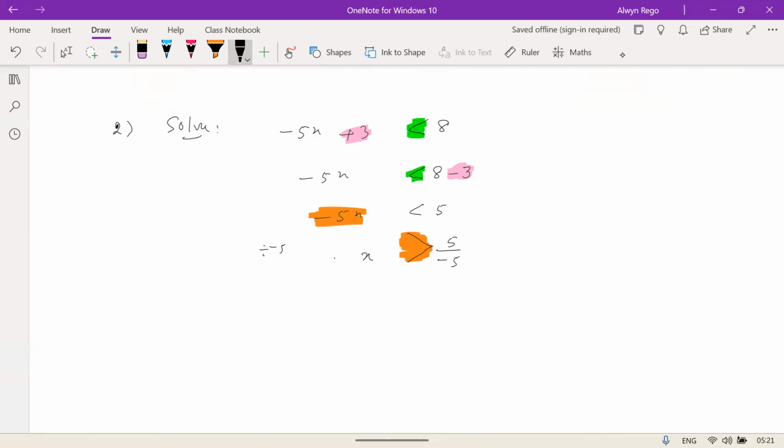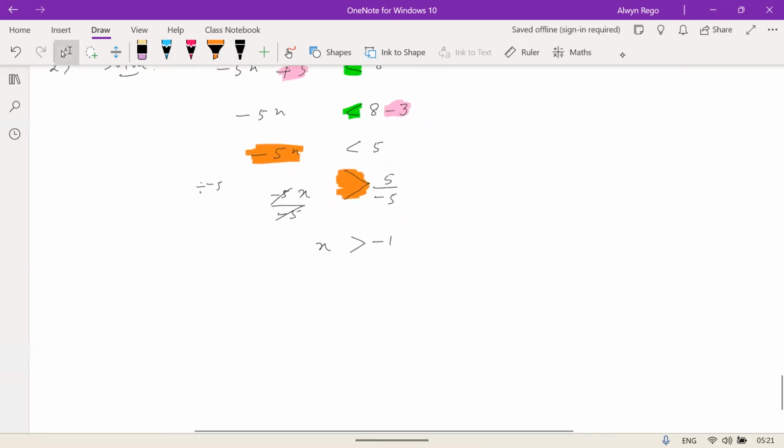So it's basically you had -5x by -5 here. It's cancelled. And you're dividing, therefore x becomes more than -1 here. So therefore we find that the solution set is, therefore x belongs to, I can say, -1 to infinity here. So this is what it is.